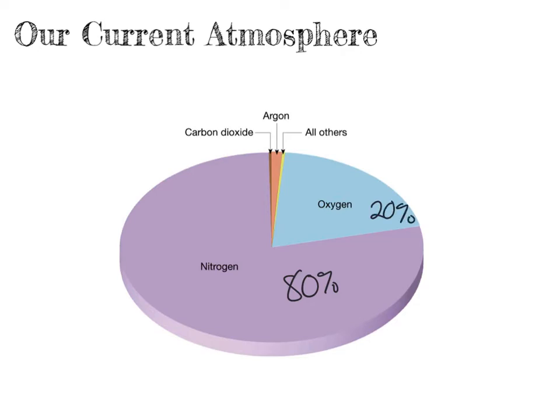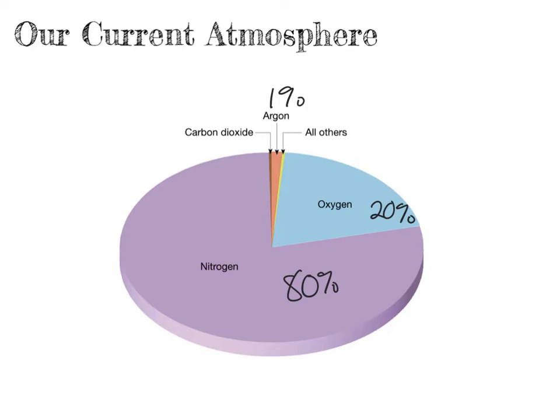Now I know so far we've got up to 100%, but these are approximate figures, so actually nitrogen's around about 78%, oxygen's about 21%, but these round numbers are a little bit easier to remember and they are fine for your GCSE exams. So the next largest component of our atmosphere is argon, which is a noble gas, and argon takes up approximately 1% of our atmosphere.